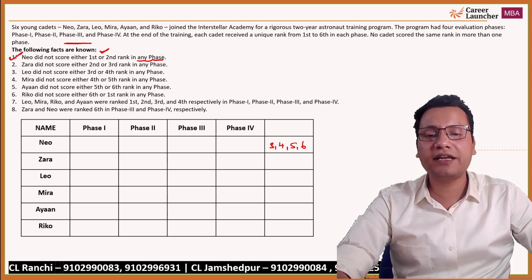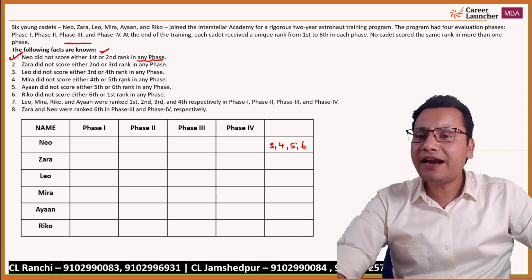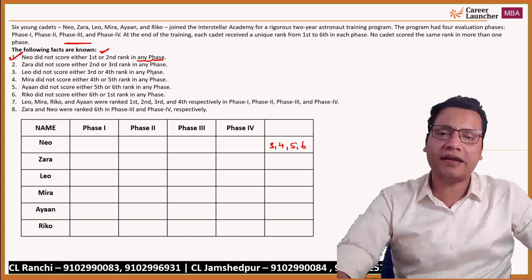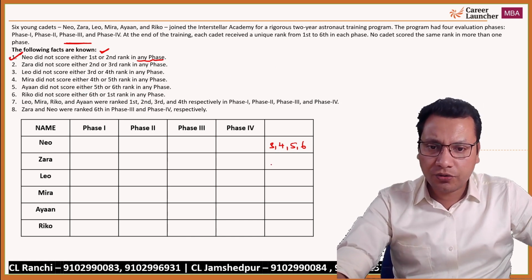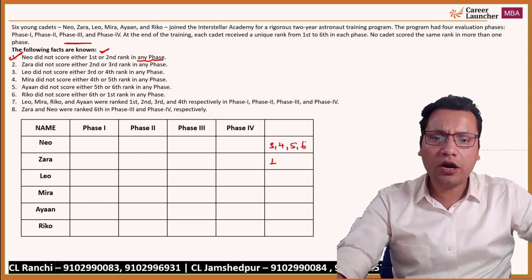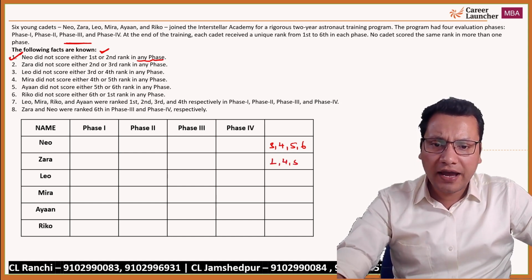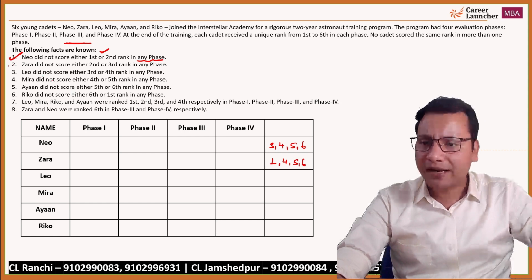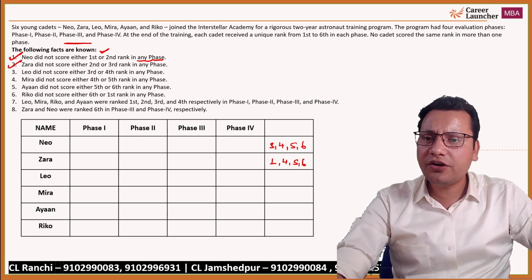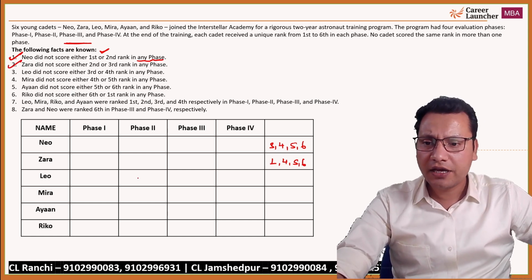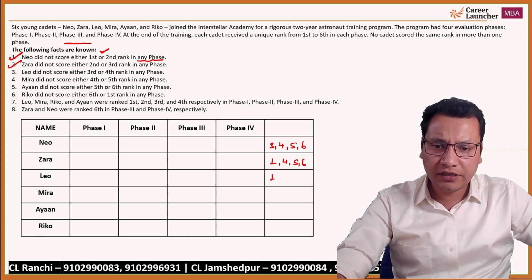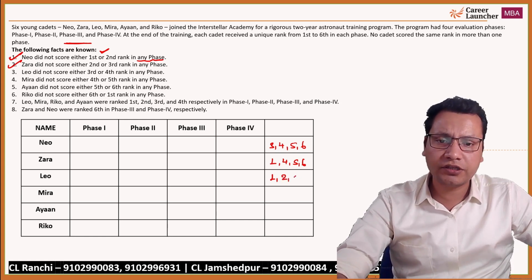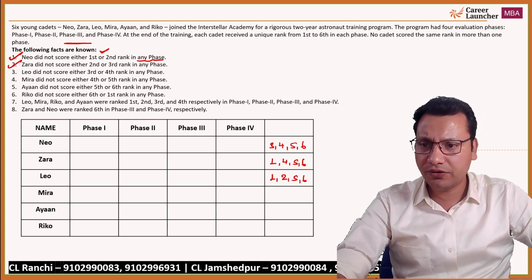The first statement is taken care of now. Second, Zara did not score second and third rank in any phase. So in the 4 phases she must be scoring 1, not 2, not 3, 4, 5, and 6. Similarly, second is done. Third, Leo did not score third and fourth in any phase. That means Leo must be scoring 1, 2, not 3, not 4, so this will be 5 and 6. So Leo is also done.